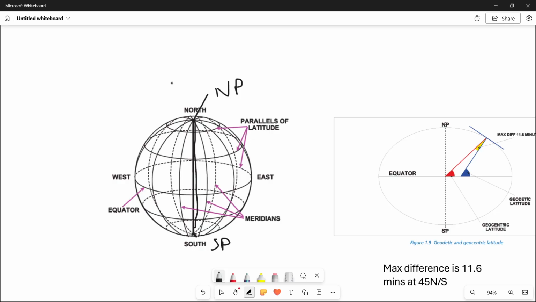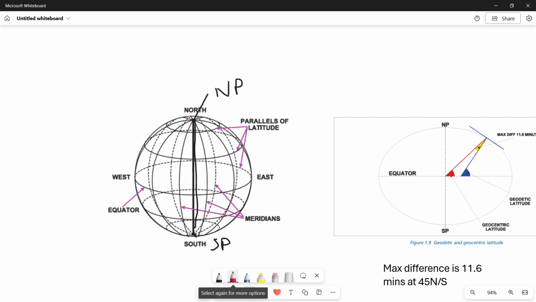Then come circles on the Earth. What are the different circles on the Earth? The first thing you need to understand is the great circle. What are great circles? Great circles are circles on the surface of the Earth which have the same center and radius as Earth itself. What does it mean? It means that great circles are circles whose center is the same as Earth's and whose radius or diameter is the same as Earth's.